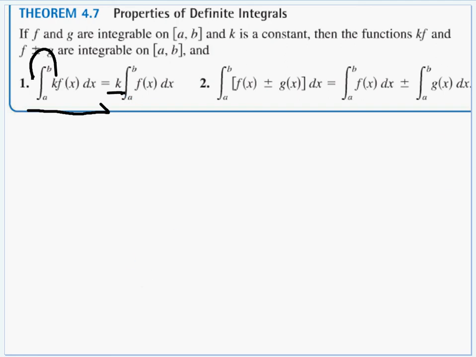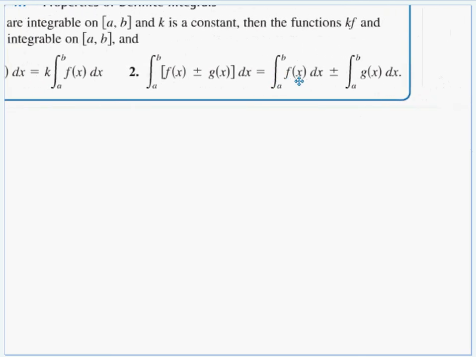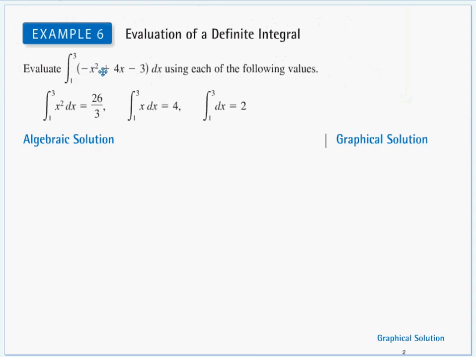We have the additive property, or sums and differences here. We've got the integral from a to b of f of x plus or minus some other function g of x. We can, in essence, just distribute the integral symbol. So the integral from a to b of f of x dx plus or minus another integral from a to b of g of x dx. So just like we differentiated individual terms of polynomials one at a time, we can also integrate individual terms of polynomials one at a time. And let's apply some of these properties here.